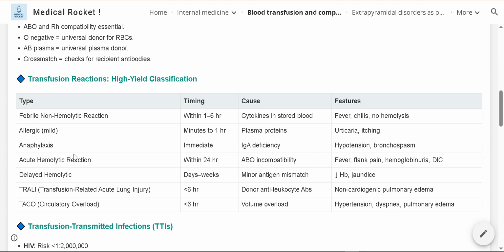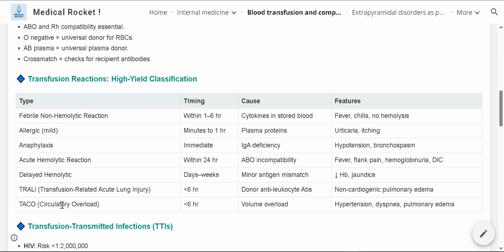Acute hemolytic reaction within 24 hours. Serious. This is an ABO mismatch emergency. Features? Fever, flank pain, hemoglobinuria, and DIC. Delayed hemolytic reaction, days to weeks later, due to minor antigen mismatch. Look for falling HB, mild jaundice. TRALI, transfusion-related acute lung injury, occurs within 6 hours, caused by donor anti-leukocyte antibodies. It's a non-cardiogenic pulmonary edema, and it can kill.